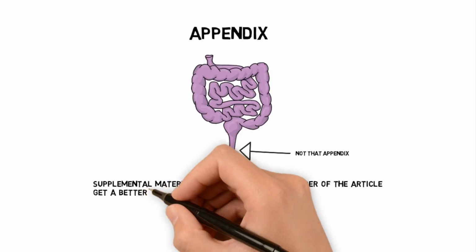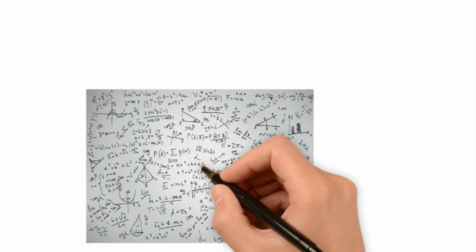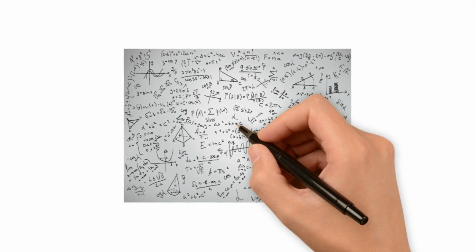Those are the basic sections you're going to find in a scientific research article and what they mean. Just remember, when you first start reading them, they're going to seem complicated and convoluted, but after a while, you'll get used to reading them.